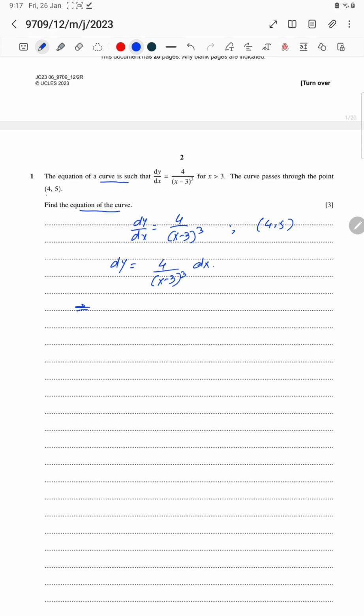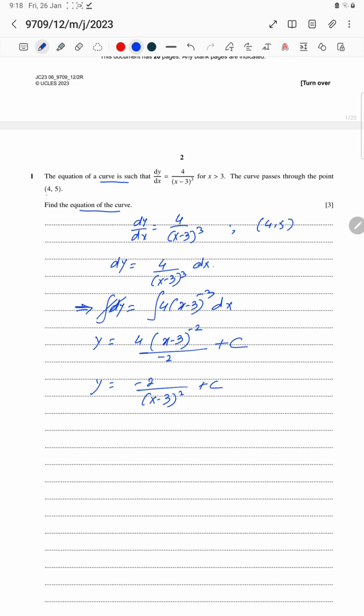Now we can rewrite this as dy equals 4 times (x minus 3) to the power minus 3 dx. Now integrate on either side, so the derivative and antiderivative cancel. So y equals 4, and by the power rule of integration it becomes minus 2 by minus 2 plus c. So it comes to minus 2 over (x minus 3) squared plus c.